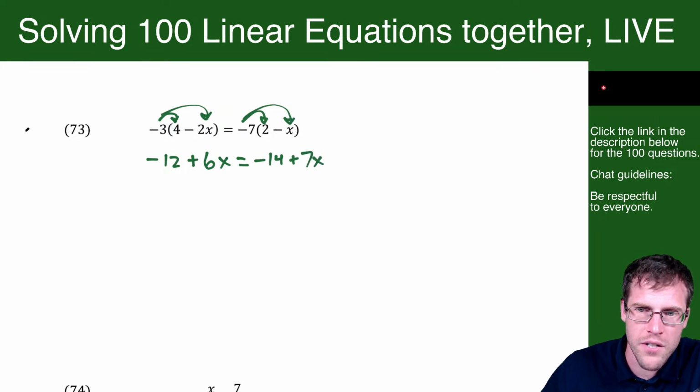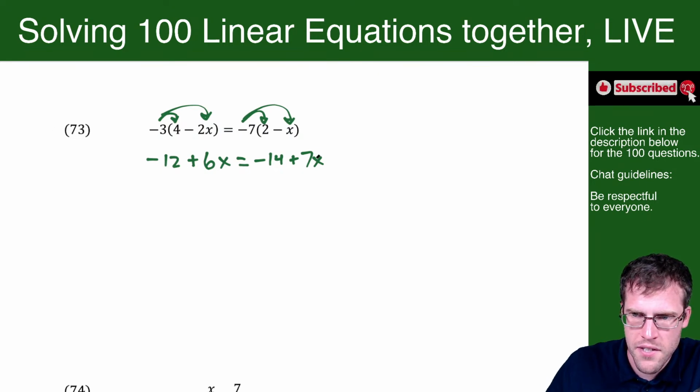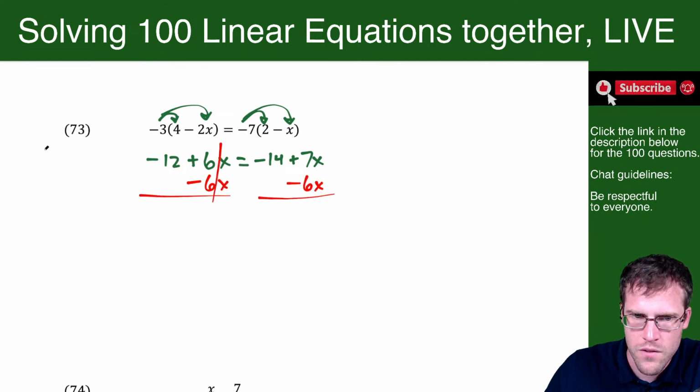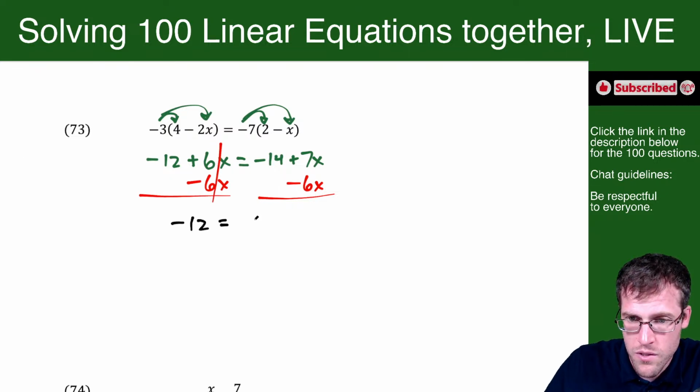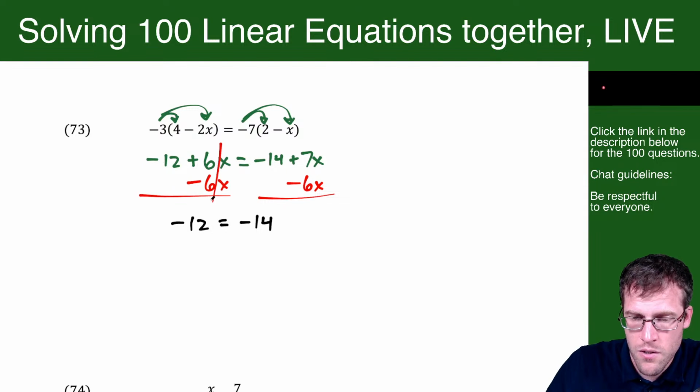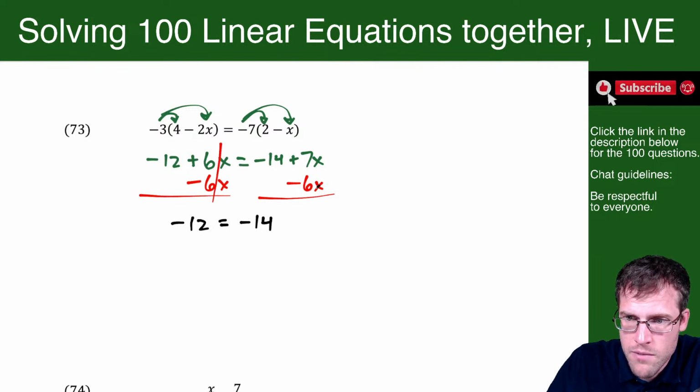And then from here, in this case, I would actually want to move the 6x over. I think this will keep the numbers nicer. So this is gone. And now we have negative 12 equals negative 14. So make sure you bring the signs with them. 7x minus 6x is 1x, so I just have plus x.